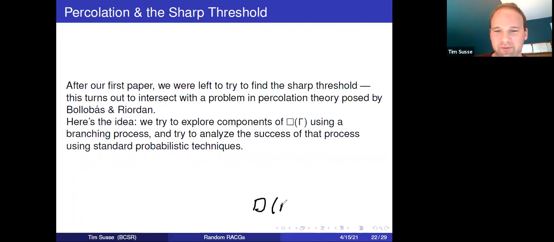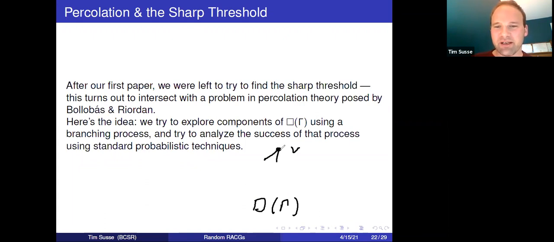We've got our graph gamma, and we're producing its square graph. And what we want to do is start at a vertex V, and then try to explore the component of the square graph that contains V and figure out how large it is. Because a large component has a higher chance of covering all of the vertices.